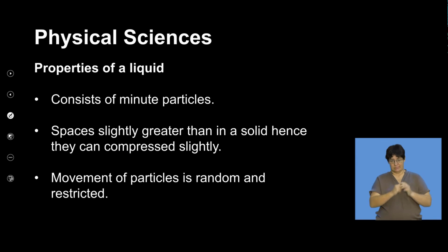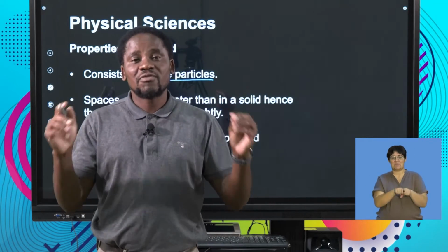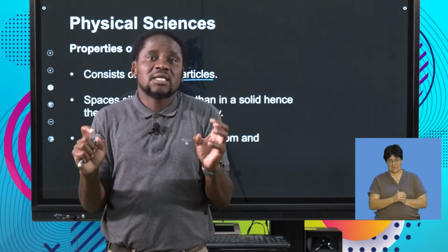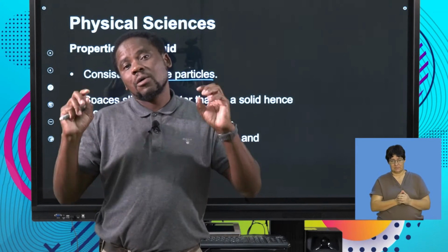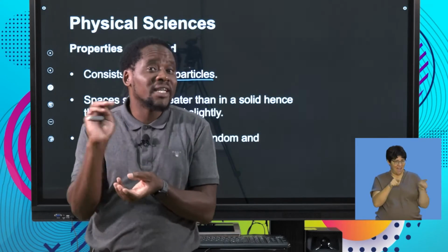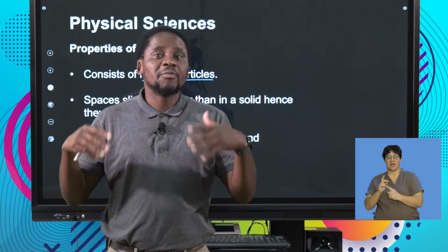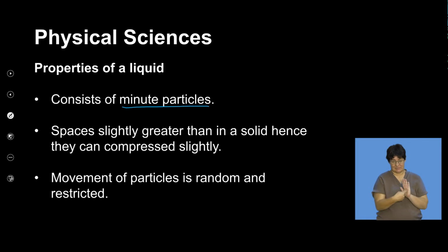Now let's focus our attention on a liquid. What are some of the important properties or characteristics of a liquid form of matter? They also consist of minute particles. So there's something consistent from a solid to a liquid, in the sense that both forms of matter consist of minute particles which are small. It suggests something about the particle nature of matter, which will link us to the kinetic theory of matter as a model. Right, and then what about spacing between the liquid particles?